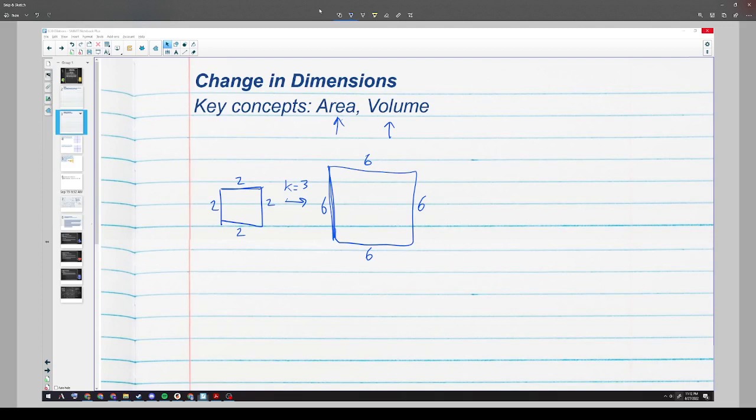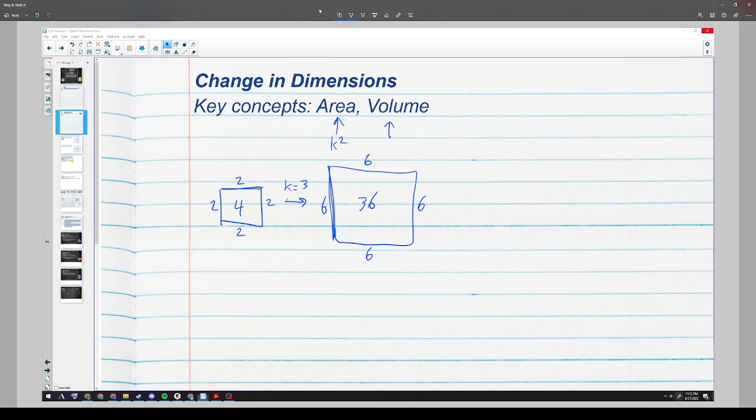But the change in area is much greater. So I can fit more than 3 of this square into my new bigger square. The way we figure that out, the area here would be length times width, which is 4. Here, length times width is 36. So if I drew this better, you could see that I could fit 9 of these squares into this square. So it didn't scale up by the k value, it scaled up by the k squared.